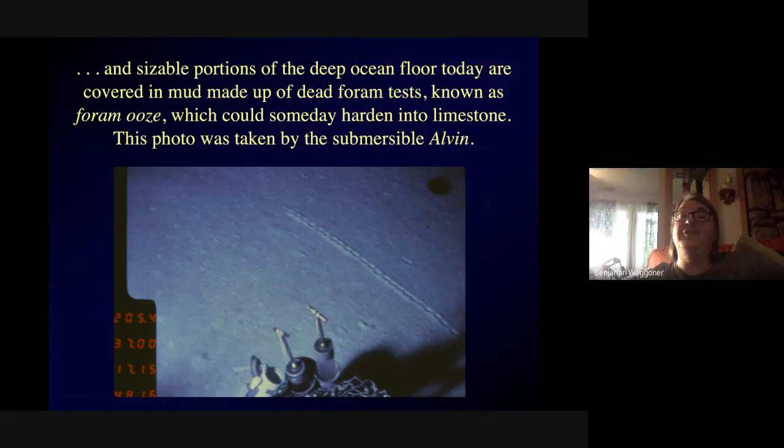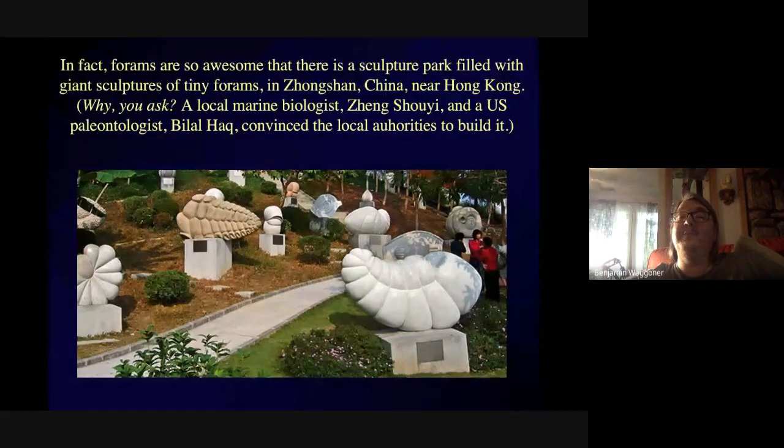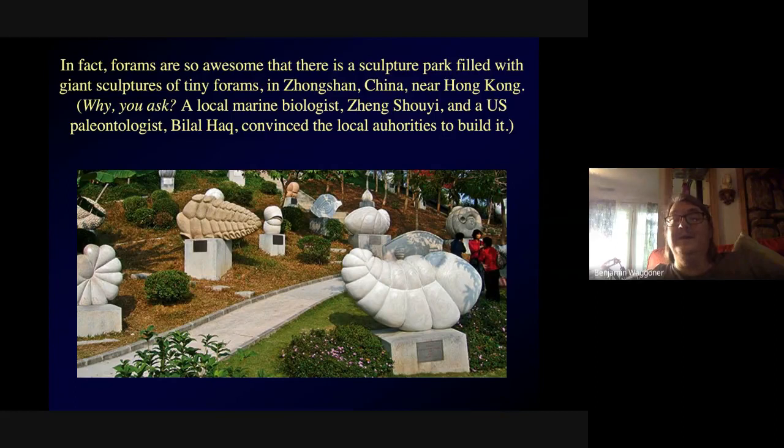In fact, forams are so awesome that the next time you're in Hong Kong, you can go visit this park that's filled with sculptures of tiny forams built by a local marine biologist who convinced the local authorities to build this. So every one of these funny looking sculptures is actually a giant model of a different foram species. So yeah, instead of going birding, you could go faramming.